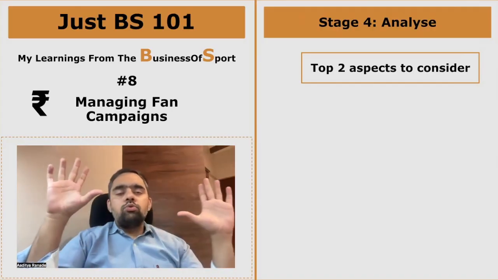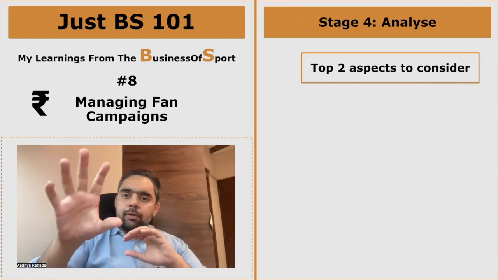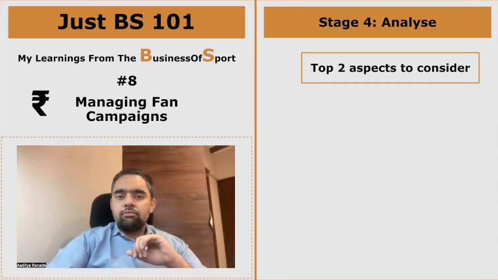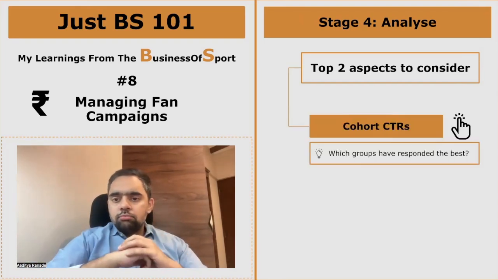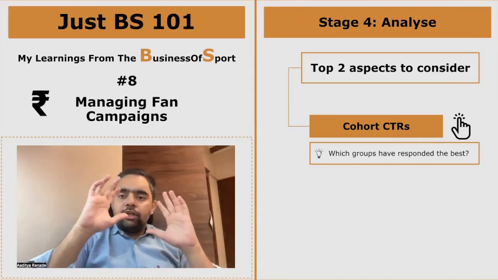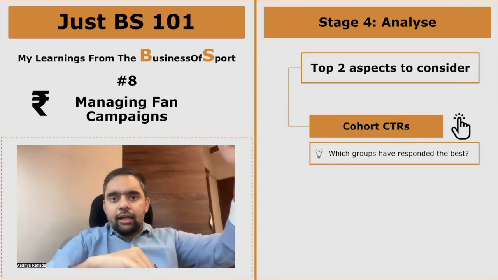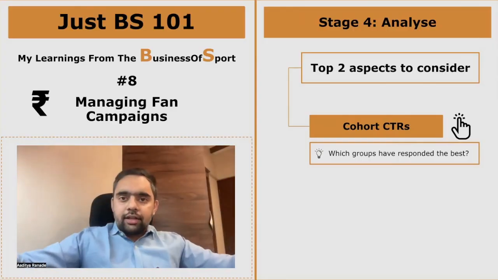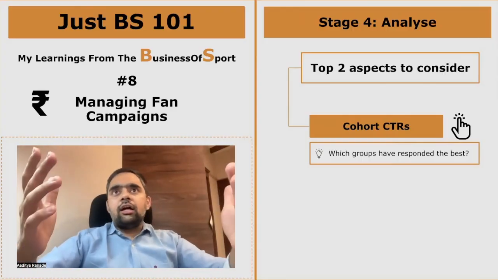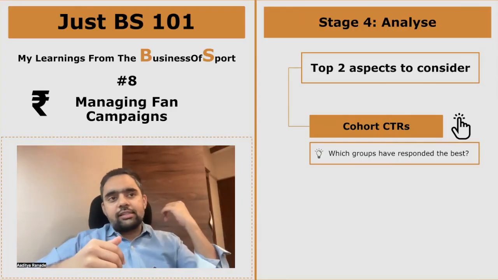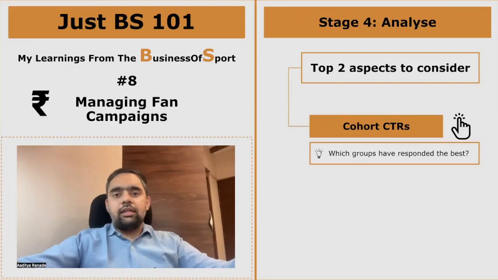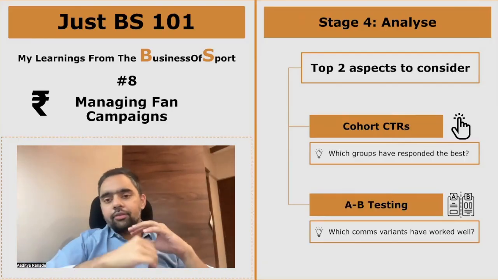Now, what are the top 2 aspects to consider when it comes to this particular stage of analyzing responses? One, cohort CTRs. Which groups have responded the best to our campaigns? We started with segmenting. Let's say there are 5 different segments that we targeted. Are the CTR ratios for, let's say, segment A better than segment C? And if so, why? For example.